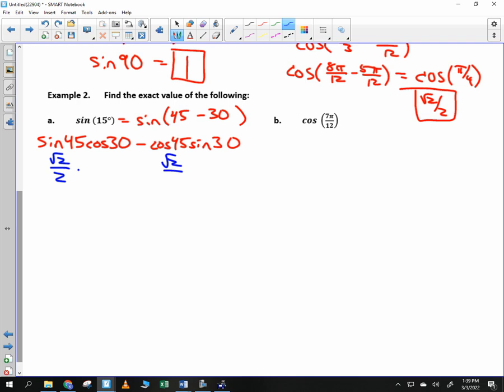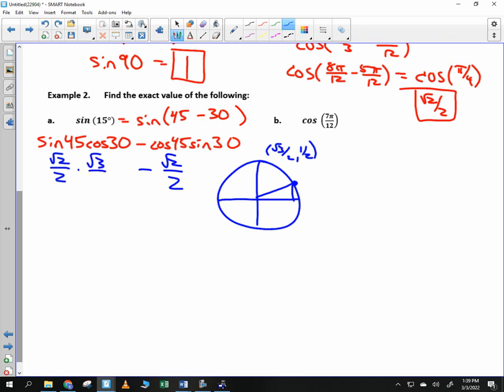See how this is kind of going back and reviewing a little bit of what we did at the beginning of the year? And now we need 30 degrees. If you consider a 30-degree angle, we got root of 3 over 2 and 1/2. So that's the terminal point for 30 degrees. So what's the cosine of 30? Root of 3 over 2. And what is sine of 30?